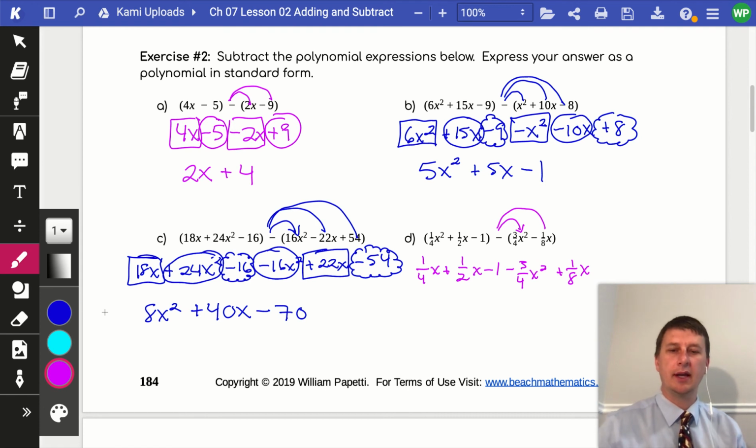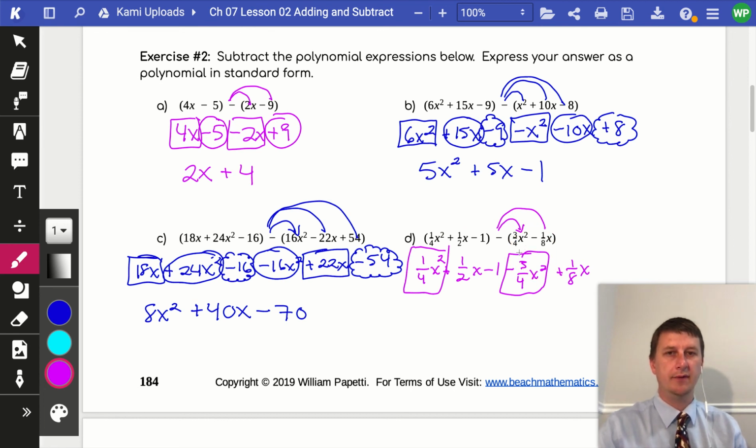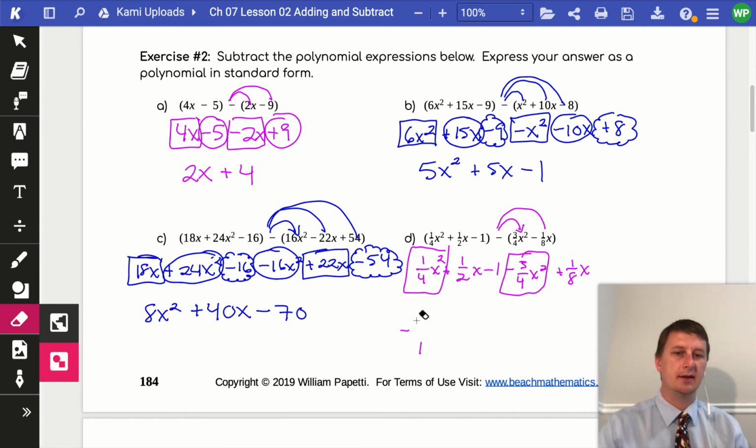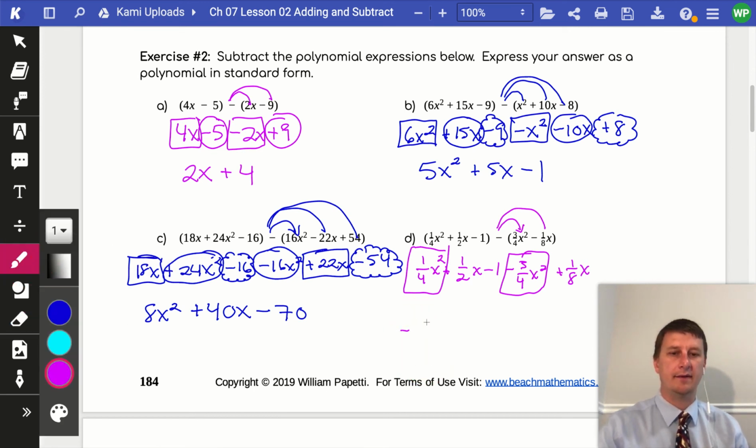Now we're going to look for our like terms. And I only see one term. Oh, that's because I did not copy this correctly. Make sure we have a 1/4 x squared there. So I do have like terms here. I have a 1/4 x squared minus 3/4 x squared. And 1/4 minus 3/4 is negative 2/4. Negative 2/4 can be simplified to, you guessed it, 1/2. So we have negative 1/2 x squared.